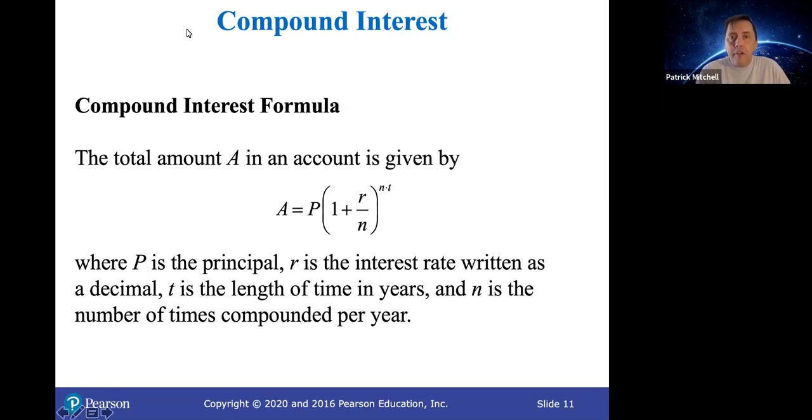So if the interest was compounded annually, N would be 1. If it was compounded monthly, N would be 12, et cetera, et cetera.